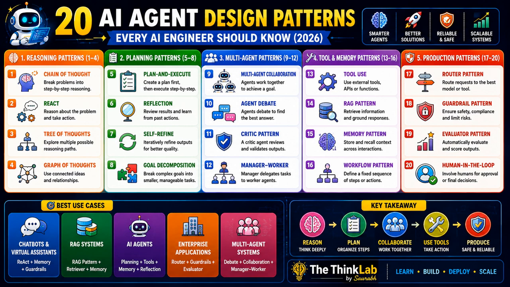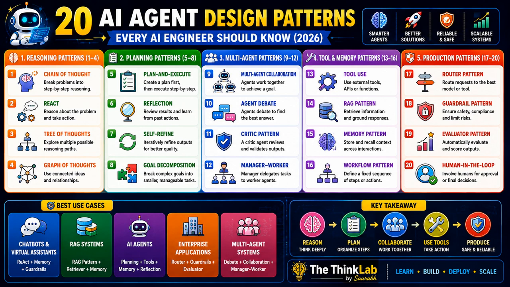The second one is ReAct. ReAct stands for Reason plus Action, right? First the AI thinks about the problem, then it performs an action, such as searching, using a calculator, or calling an API, right? Then it continues the reasoning. This makes the AI agent much more powerful.